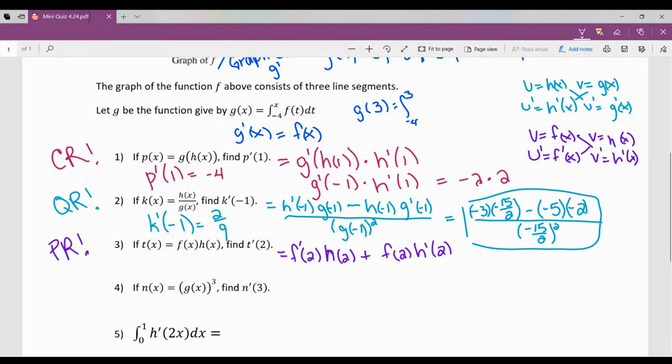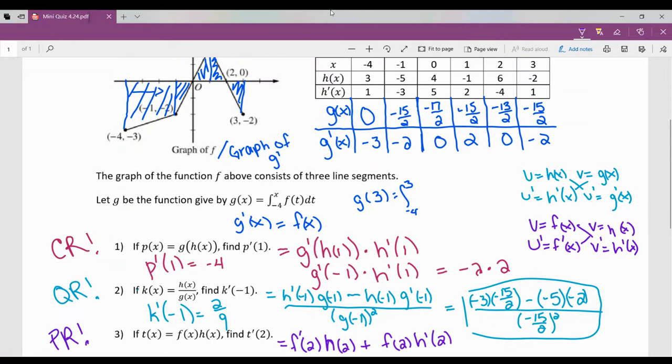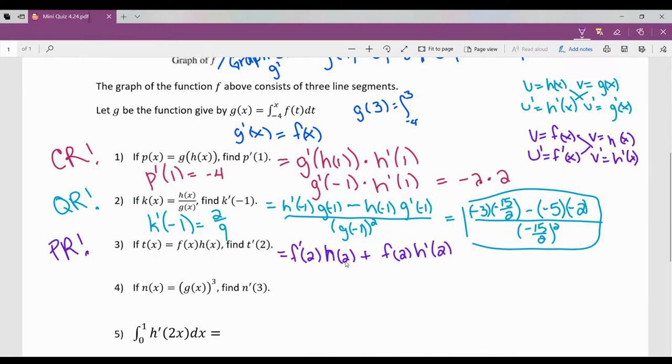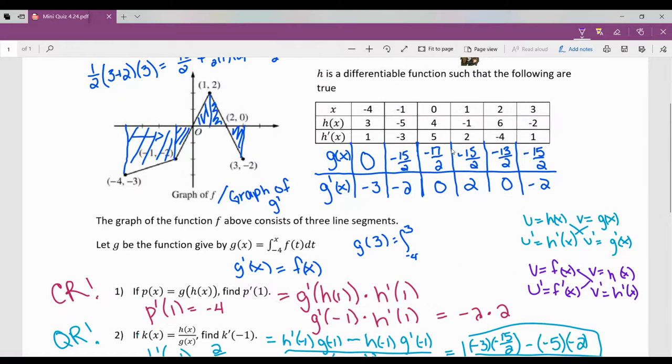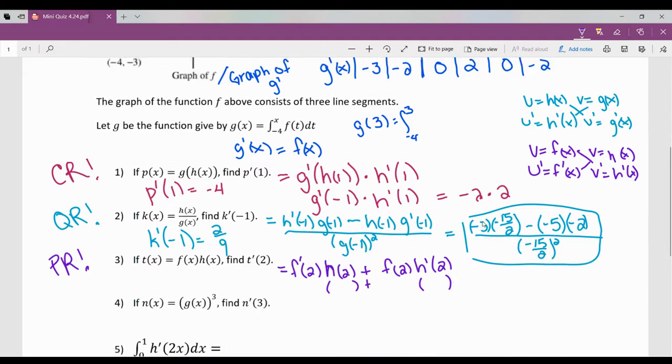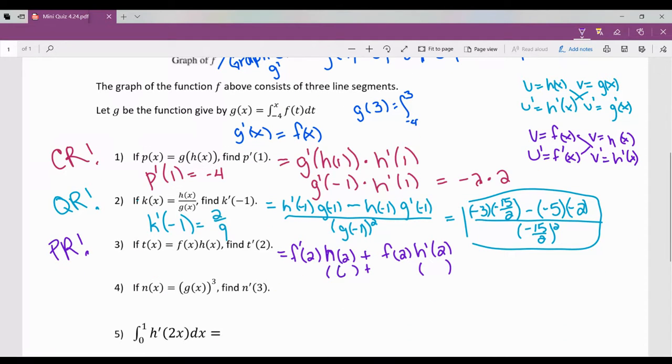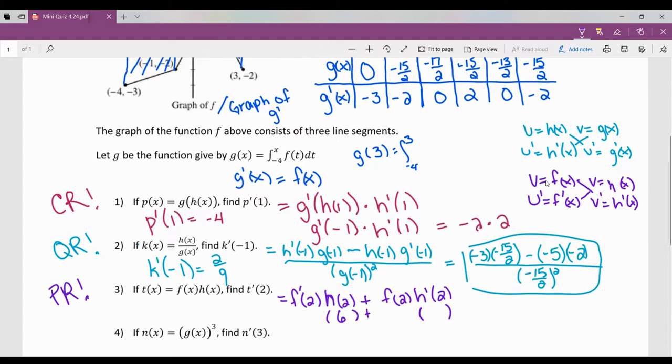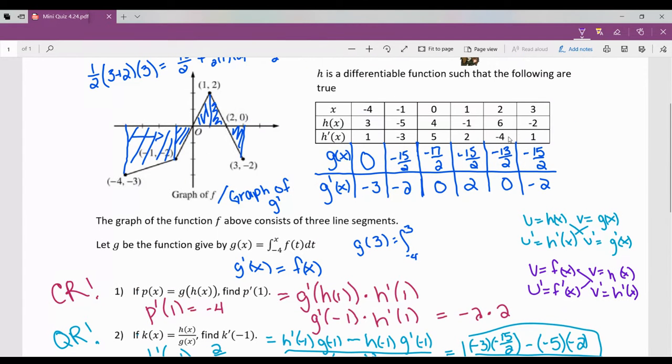All right, so now I have to just be mindful that this is F. It's not G, so I'm not going to use anything here in the blue. Let's tackle our H's first and get those substituted in, and then we'll figure out what the F's are. So H of 2 is 6. H prime of 2 is -4.